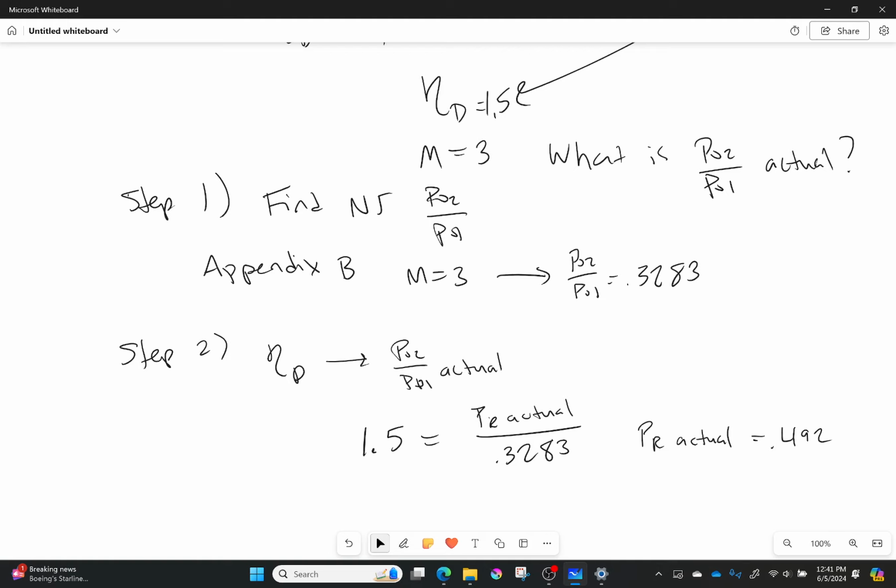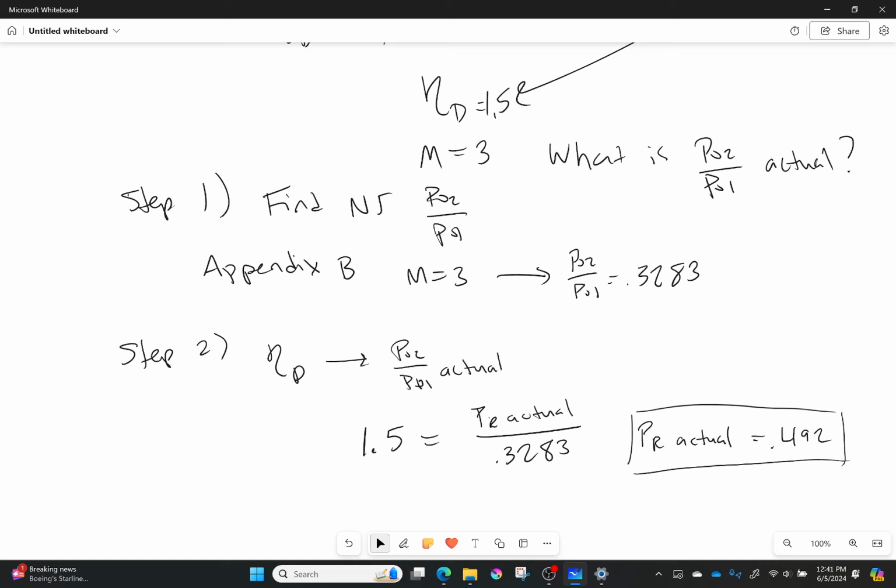Is that good? Well, not really. It's still lost over half its total pressure, but we're doing our best to improve that. So we still improved over a regular normal shock, okay? A regular normal shock.